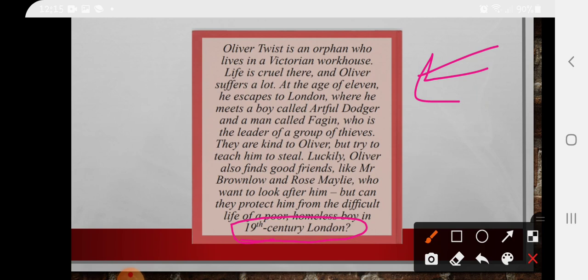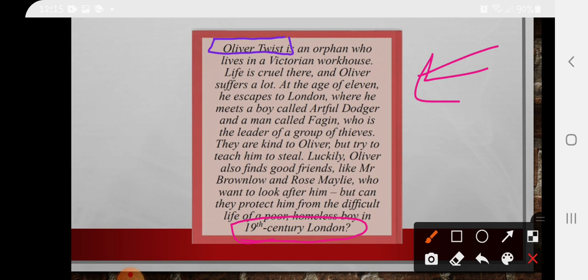Okay, now who is the main character? What's the meaning of character? شخصية. Who's the main, the most important character in this novel? It's of course Oliver Twist.